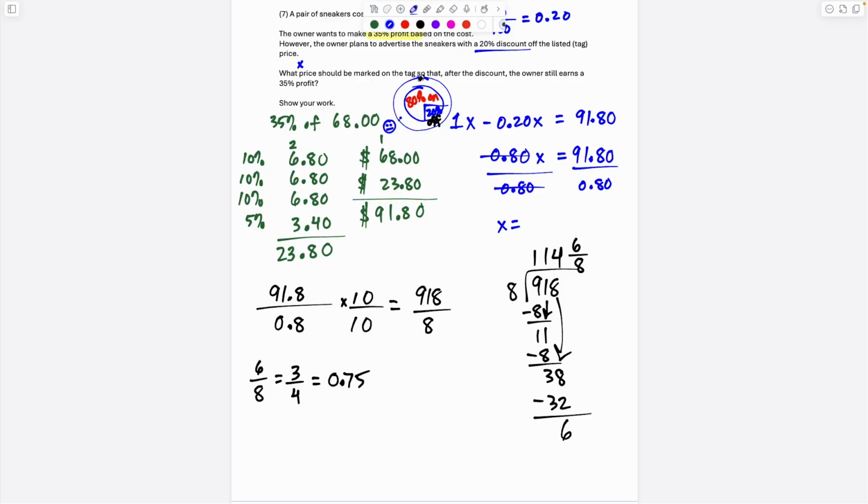So here, X I could say is 114.75, and this is the price that the owner should charge so that they make their 35% profit, even after giving a 20% discount. So let's write the answer out formally here. Let's just make sure we write this neat. So we have $114.75.